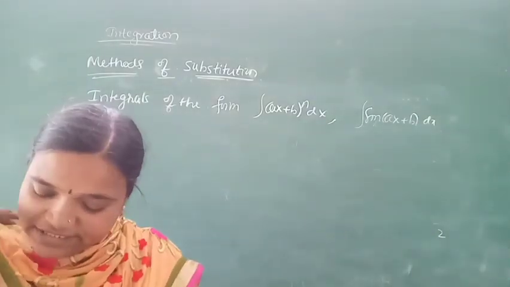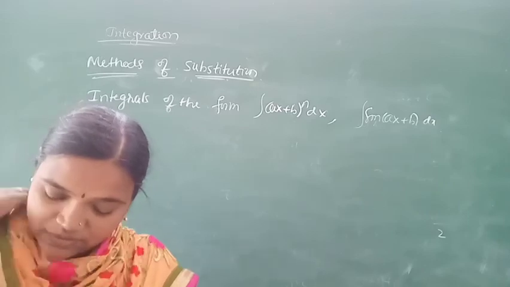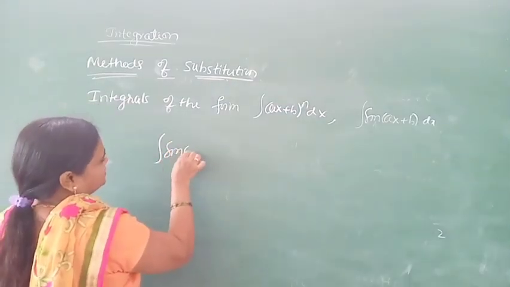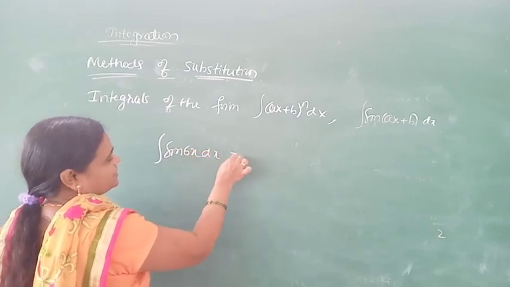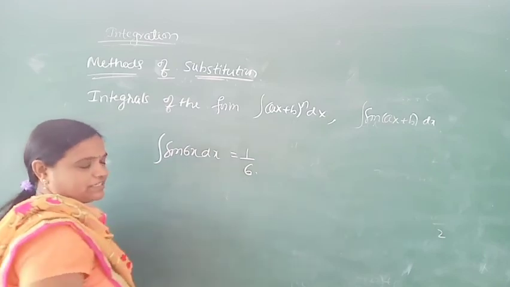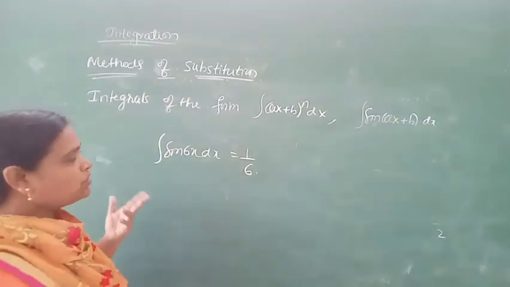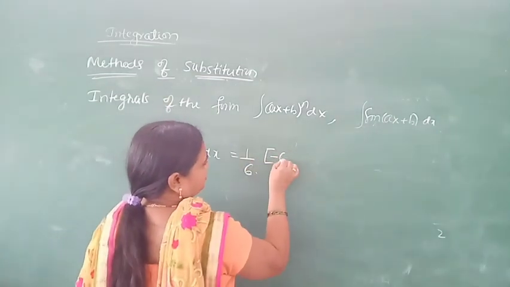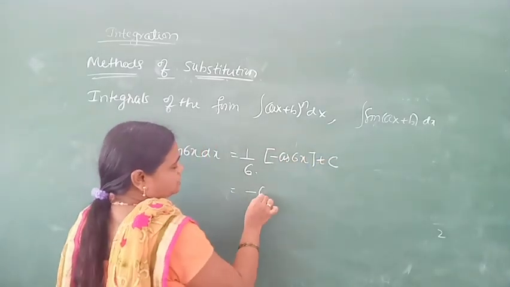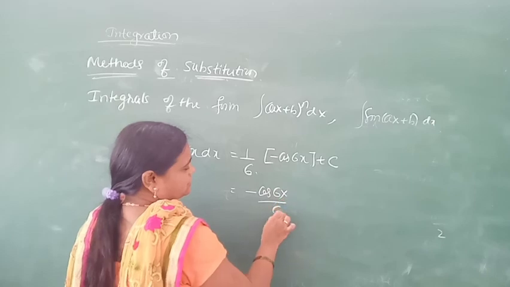Next, I will take integration of sin 6x dx. See, x is multiplied by 6, means that one we are taking in the denominator. Correct. Sin integration is what? Minus cos. We can write directly minus cos 6x by 6 plus c.